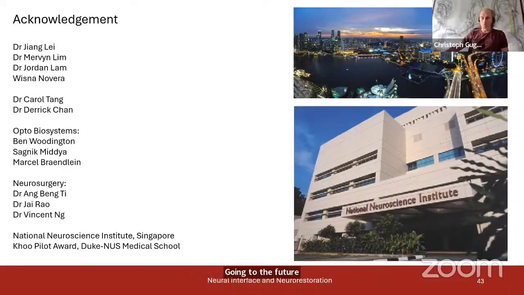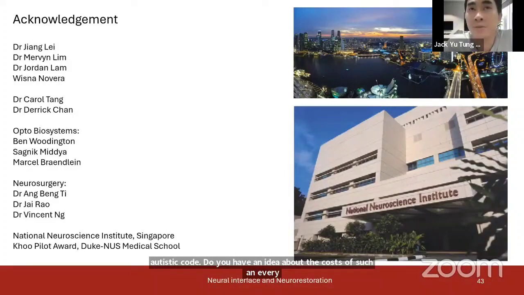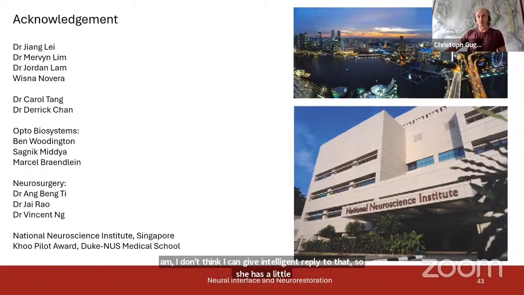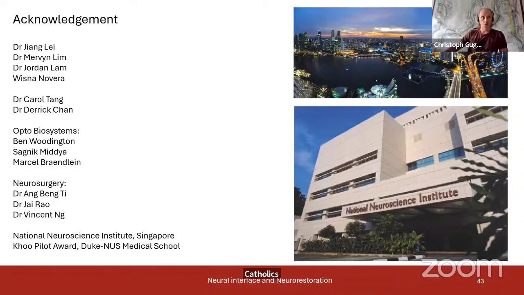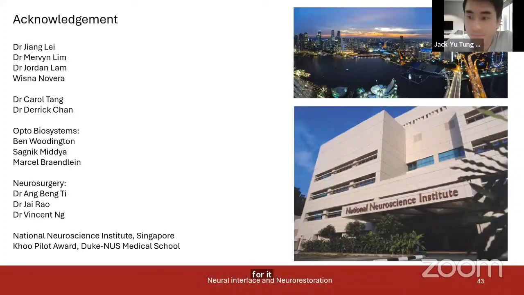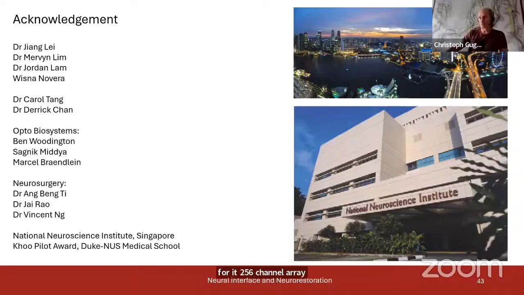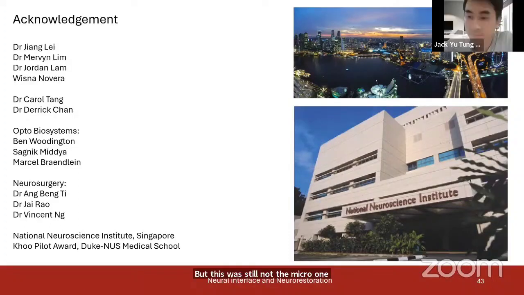And I'm not sure about the cost as well. Yeah, do you have an idea about the costs of such an array? I don't think I can give an intelligent reply to that. Sorry, I don't know. So a macro array or a clinical standard array with 64 channels is around $1,000, roughly. But the smaller arrays with more channels get much more expensive. So I know Graf Schalk paid more than $20,000 for a 256 channel array, but this was still not a micro one. But it's for research at the moment, so the costs come down if more people need it.